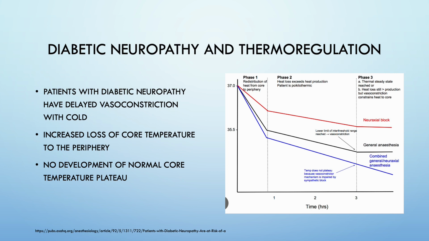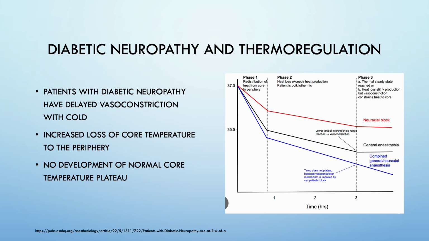Now, our next topic looks at the relationship between diabetic neuropathy and thermoregulation. So many people with diabetic neuropathy will have delayed vascular constriction when they become cold and delayed dilation when they become warm, which throws off their thermoregulation. Now, under anesthesia, the inability to constrict blood vessels quickly leads to increased loss of heat from the core into the periphery.